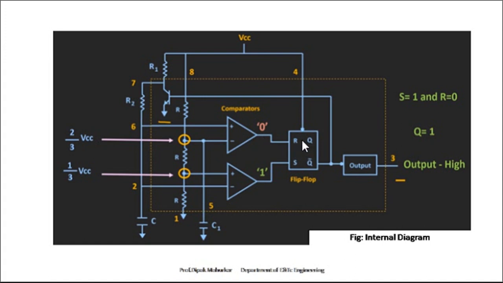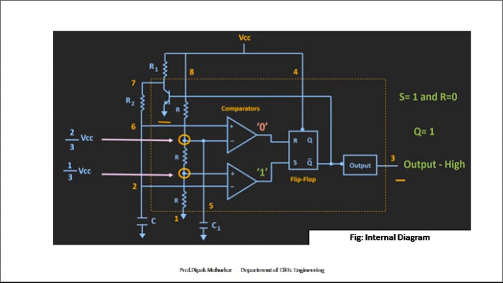So this is nothing but your SR flip-flop. R is 0, S equal to 1. If you observe the SR flip-flop truth table, S equal to 1 and R equal to 0 gives output Q equal to 1. Output Q equal to 1 means Q bar is equal to 0. Output is high but Q bar is 0, which means this acts as an open switch, and the transistor is in the off state.